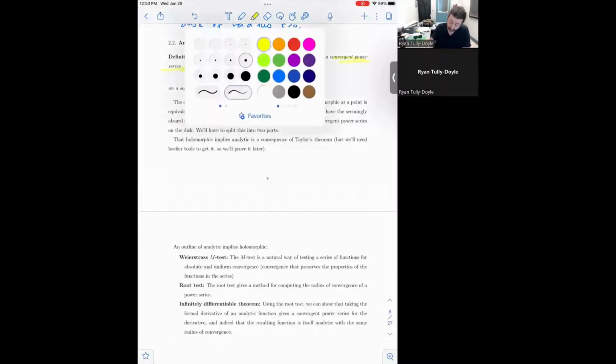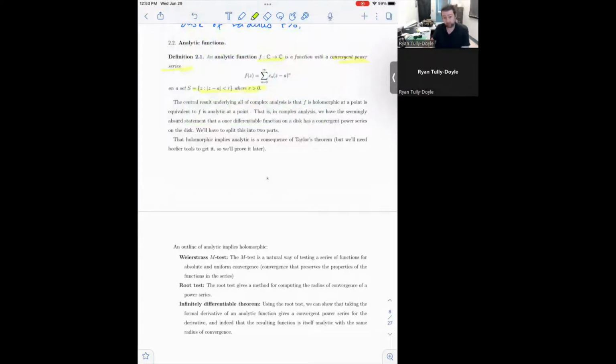And like I said, the central result of complex analysis is that f being holomorphic is equivalent to f being analytic. That is, possessing one derivative for a complex function is enough to imply, again, on an open set, that you're infinitely differentiable in an open set, which is a striking difference from the real case. Now, we can prove one of these directions right now.